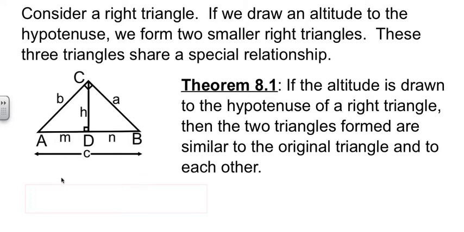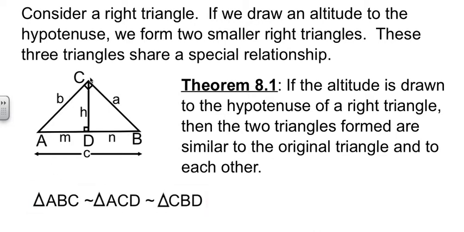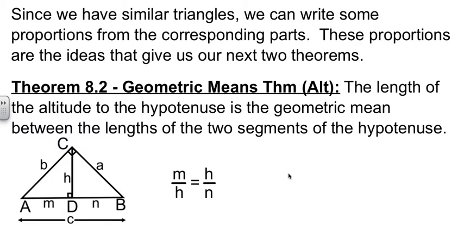The key is you have to know what the order of the similarity is. Triangle ABC, the big triangle, is similar to triangle ACD, which is also similar to triangle CBD. And that similarity is going to help us write some ratios to work with a few theorems here. When we have these similar triangles, we can state some things about them that involve geometric means.